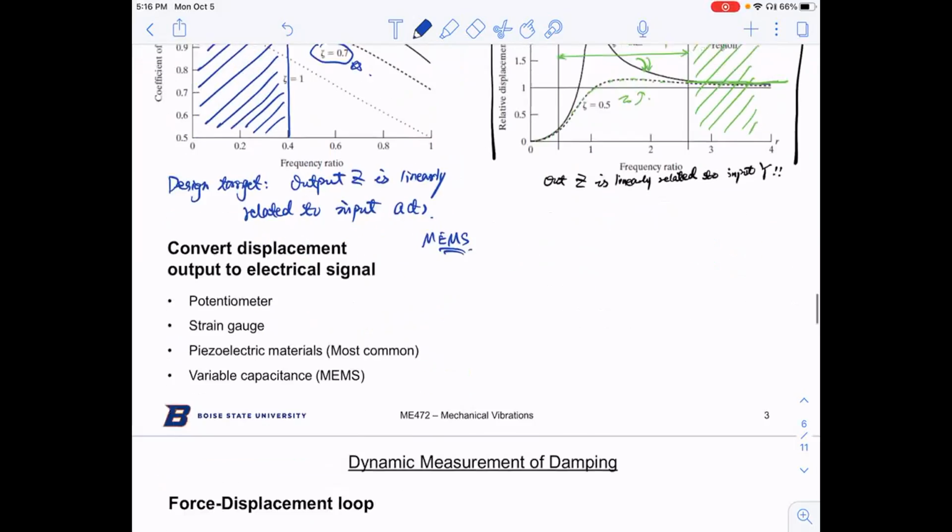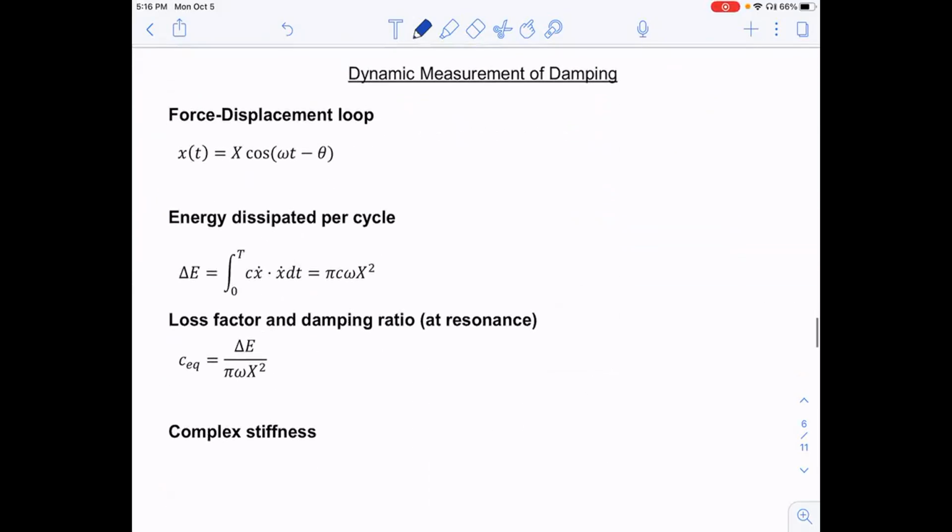So after that, let me see. I don't know if I should move on to this new topic. All right, so I'm going to give you a very quick overview of this dynamic measurement of damping. That's critical for your project number 2.